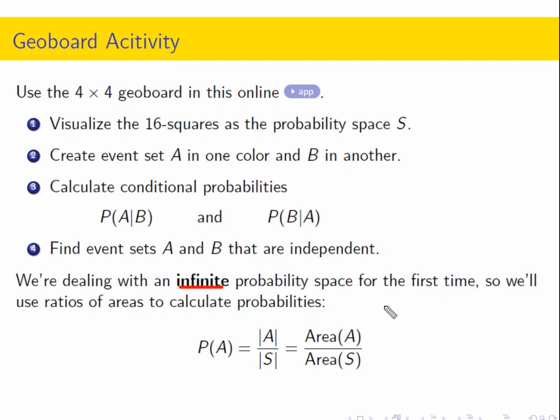So when we have these infinite probability spaces, what we do is, instead of counting cardinality, because infinity over infinity is an indeterminate form, we're going to calculate the area of S, and we're going to calculate the area of the total probability space, which for our geoboard will be 16 squares, right? 16 units squared. And the ratio of the areas is what we'll consider to be the probability of A.